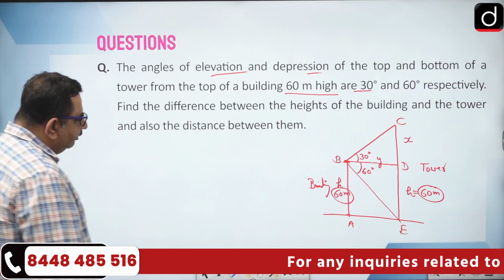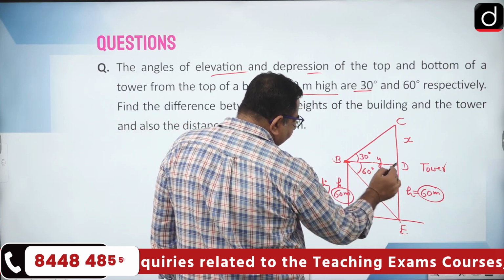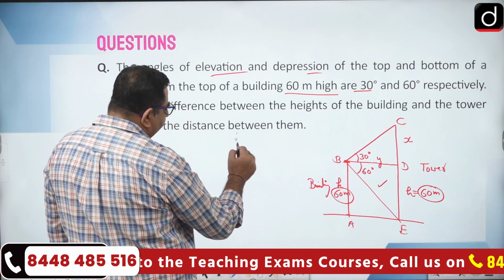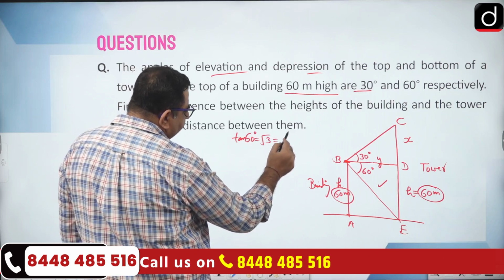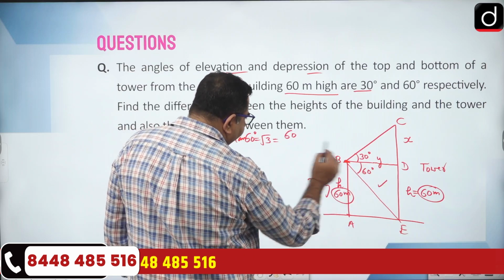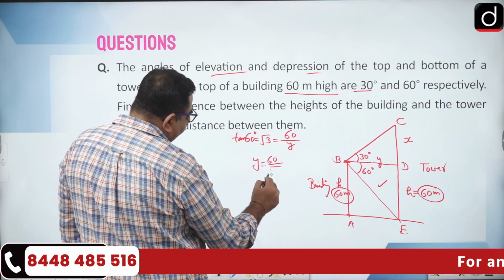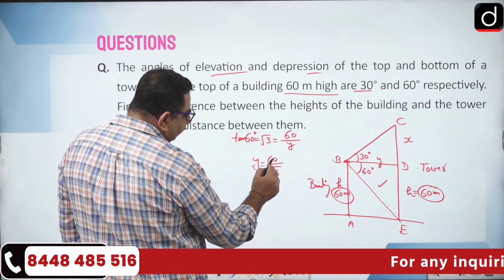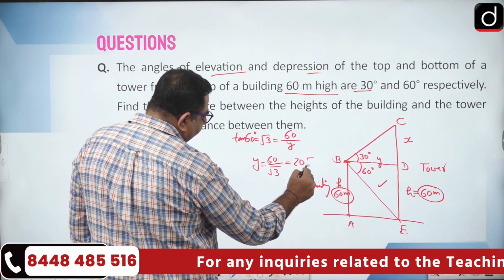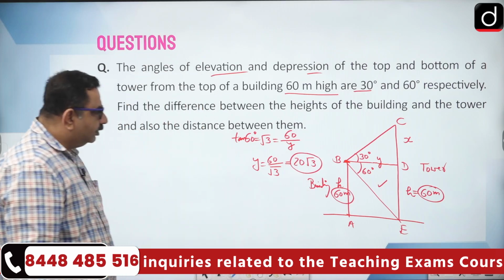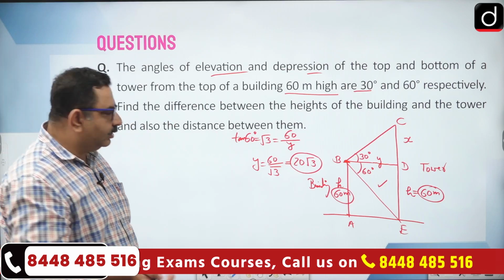So first of all, you can find y by using tan 60 degree in this triangle. For tan, this is height, this is base, so tan 60 degree, that is root 3, is equal to 60, which is the height, and the base is y. So y is equal to 60 by root 3, right? 60 is 20 into 3, 3 by root 3 is root 3, so that is 20 root 3. That is the distance between the building and the tower.